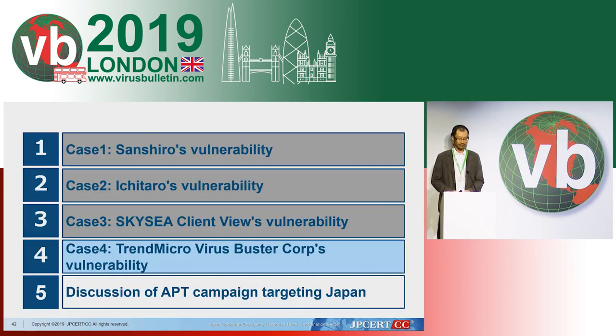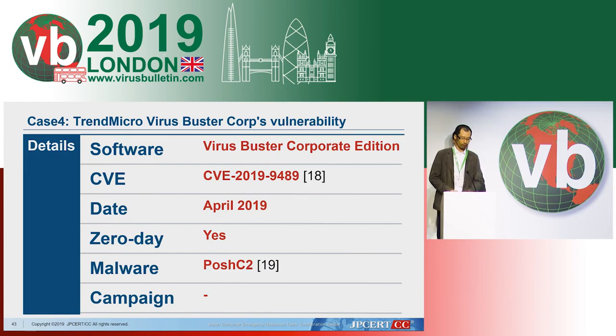So the final case is Trend Micro's Virus Buster Corporation vulnerability. Virus Buster Corporation is Trend Micro's corporate antivirus software sold in Japan. This zero-day vulnerability was used in April of this year. We don't know if this attack was conducted as part of a campaign, and which campaign it was.